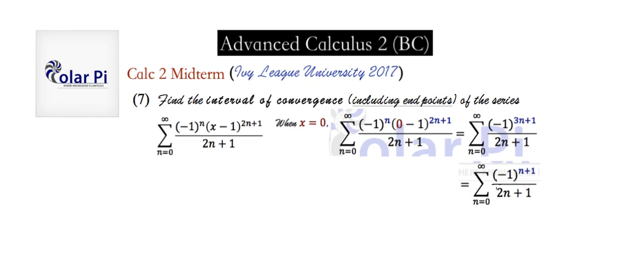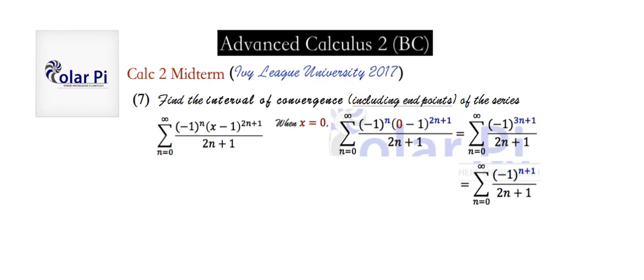Now, this converges by the alternating series test. First of all, from the negative 1 to the power n plus 1, it's alternating. And then 1 over 2n plus 1 is decreasing. It's a decreasing sequence. In other words, 1 over 2n plus 1 is bigger than 1 over 2 times n plus 1 plus 1, right? So, in other words, a sub n plus 1 is smaller than a sub n if you take a sub n to be 1 over 2n plus 1, is what I am saying.